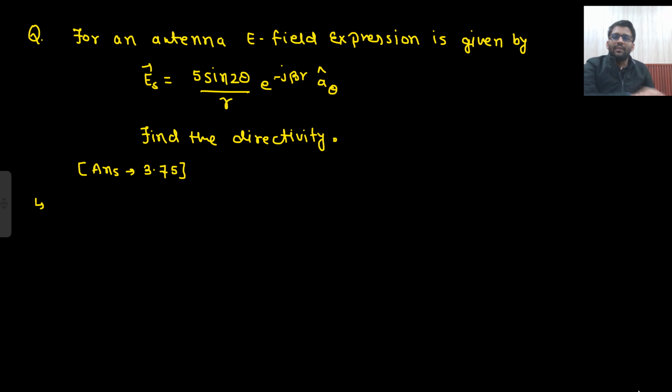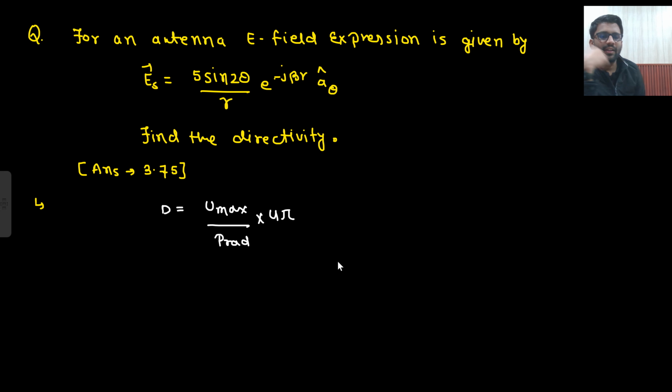Now try this question. For an antenna, the E field expression is given. Find the directivity. You should be able to solve this one. What I need to find is directivity. So what is my directivity? My directivity is U max divided by P radiated over 4 pi. You have neither P radiated nor U max. So first you need to find U theta comma phi, then you can find U max.